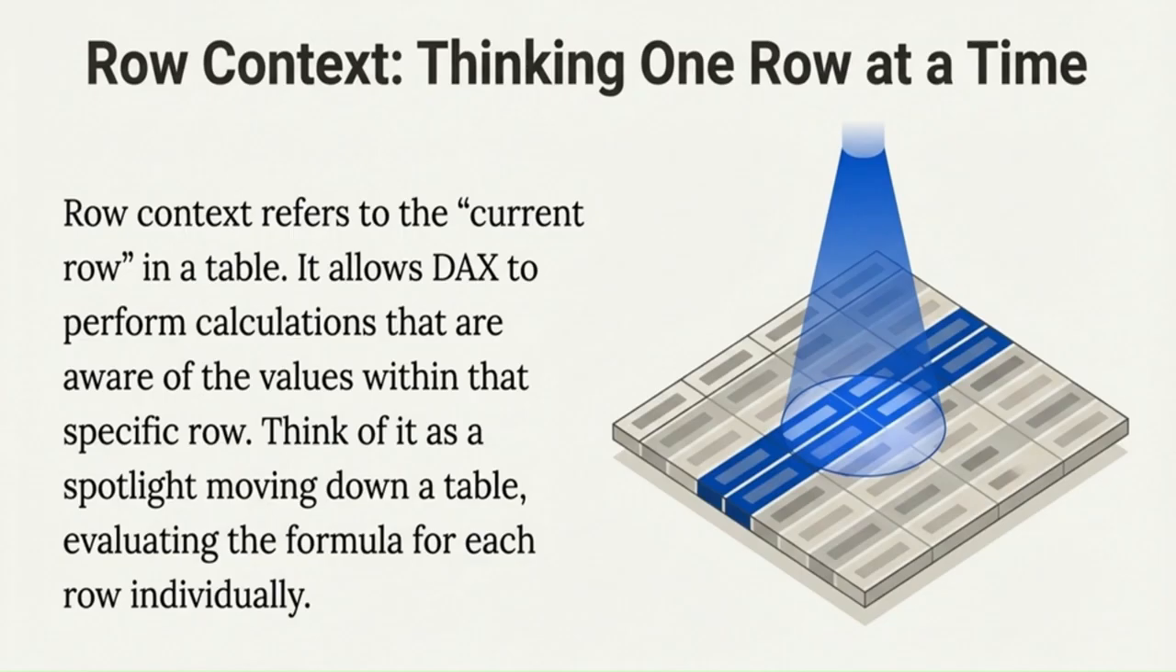Row context refers to the current row in a table. It evaluates data one row at a time. You can think of it as a spotlight moving down a table. For each row, DAX reads the values in that row, performs the calculations, and then moves to the next row. Each row is evaluated independently.